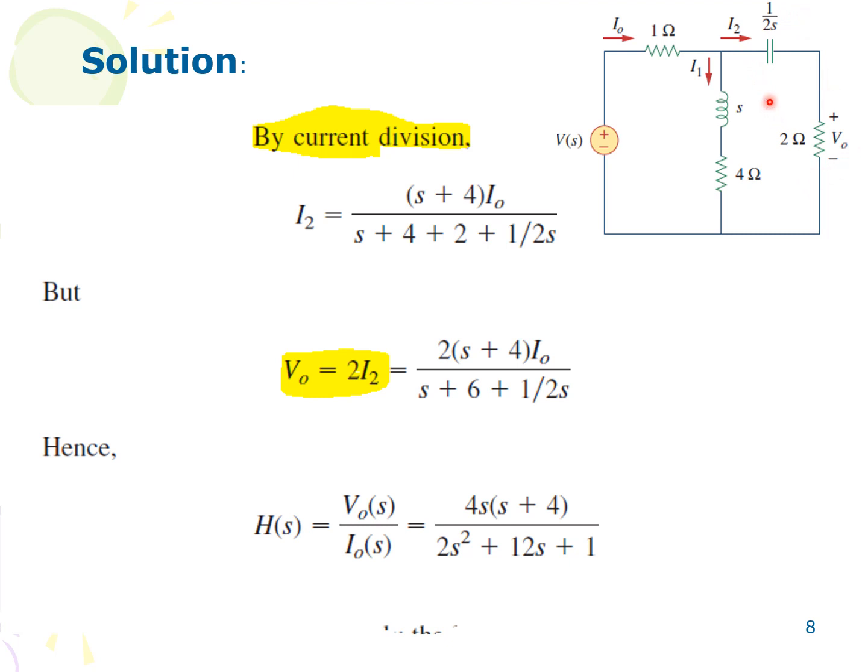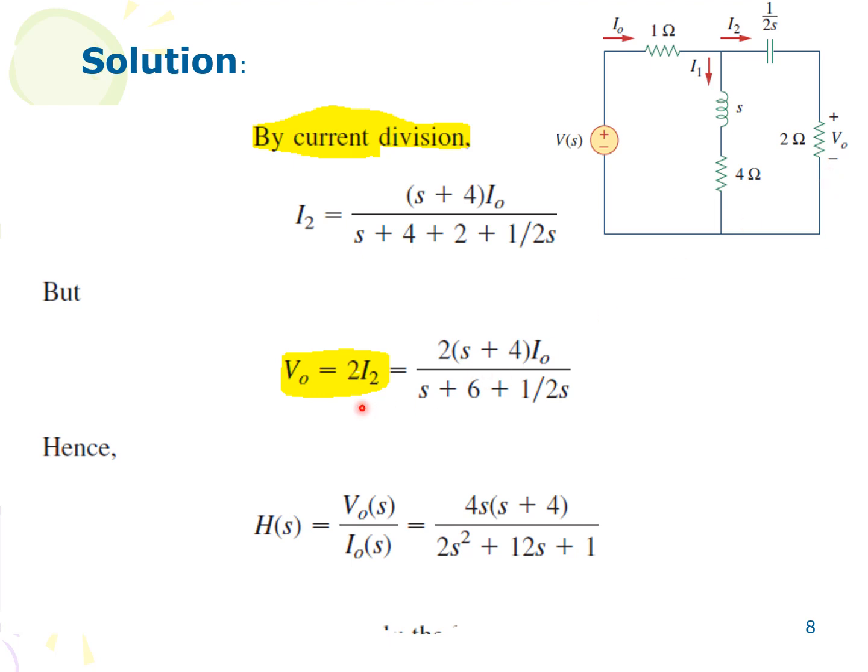In the output branch we have a capacitance of 1 over 2s plus a series resistance of 2 ohm. So by the current division rule, I2 is equal to s plus 4 divided by s plus 4 plus the impedance of the output branch, which is 2 plus 1 over 2s, and then multiplying with the source current, the input current, which is I0. Because I0 is divided into I2 and I1. Similarly, we can also find I1 by the current division rule.